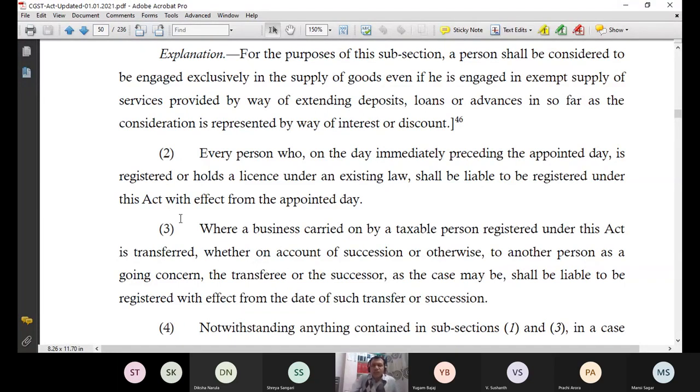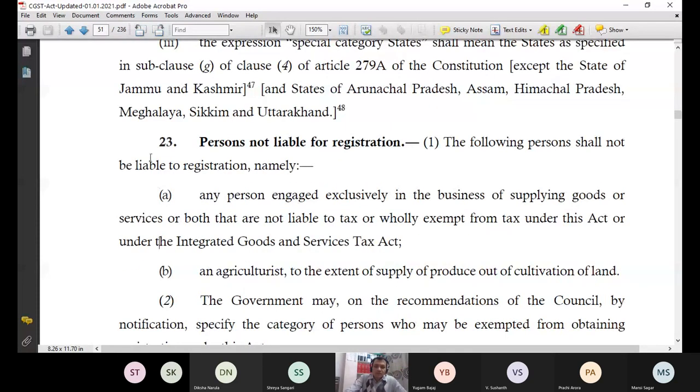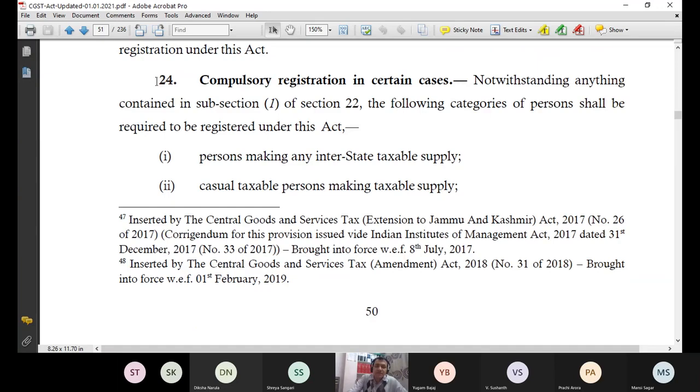Section 23, if you remember, told you some cases where registration is not required. The following persons are not liable for any registration. This was section 23, which we have already covered. Now I am coming to section 24, and what it says: compulsory registration in certain cases. Now it uses the language compulsory registration. So technically there can be some difference, but otherwise section 22 also says you are liable for registration, and 24 also says compulsory registration. But what is the difference?